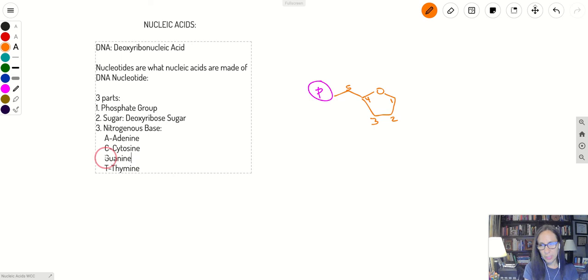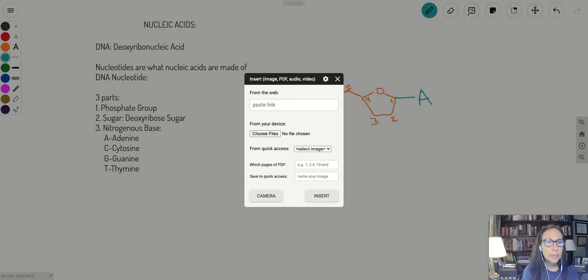G is for guanine, it's spelled like that. Those are the 4 options. The nitrogenous base is always attached to carbon number 1 in the deoxyribose sugar, so it's on this carbon. I'm going to make a bond there, and designate this A for adenine for now, but it could be any one of those 4. So that's what a nucleotide looks like for DNA. Let me show you a picture from the textbook.